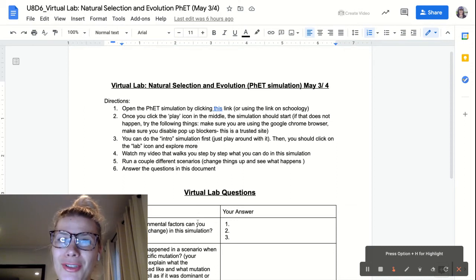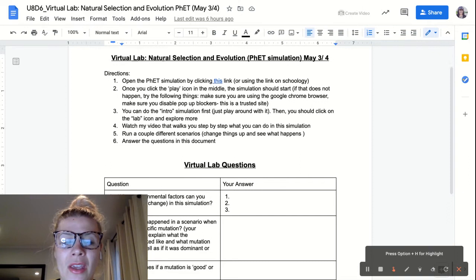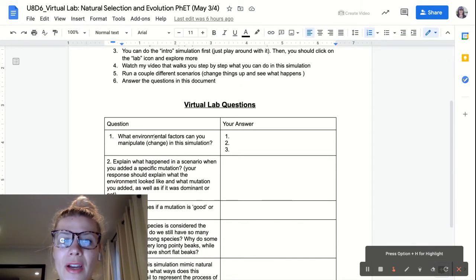So I want to get into the questions to break down what they're asking. So question 1 says, what environmental factors can you manipulate or change in the simulation? There should be about 3. You'll see them in the simulation once you open it, but I put those there for you.